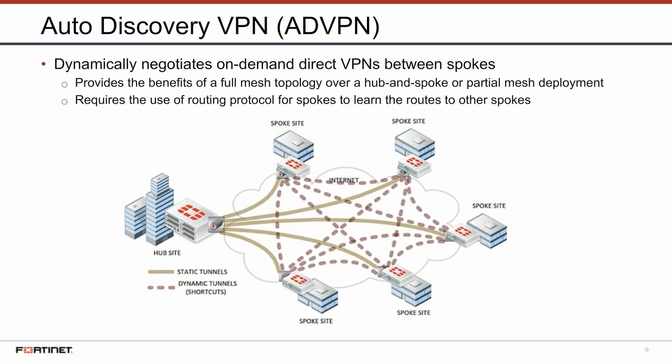ADVPN dynamically negotiates tunnels between spokes without having them pre-configured to get the benefits of a full mesh topology. ADVPN requires a dynamic routing protocol running over the IPsec tunnels so that spokes can learn the routes to other spokes after the dynamic VPNs negotiate.